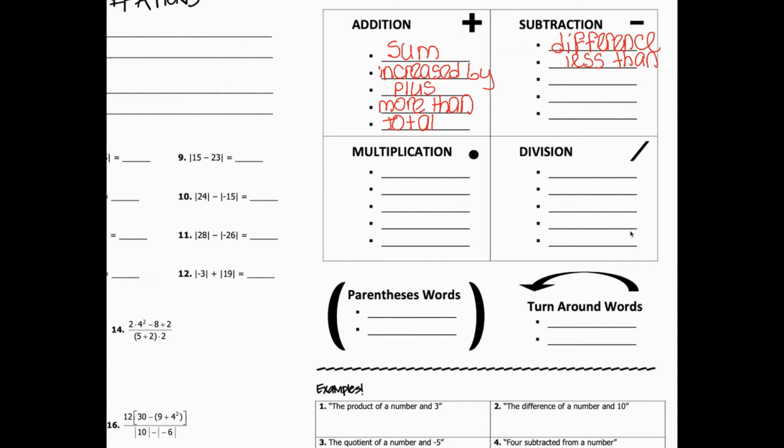Also some words that indicate parentheses. So times the sum of. That would indicate that you're multiplying something by the sum of another set of numbers. So you'd want to have parentheses around the sum. Or times the difference of.